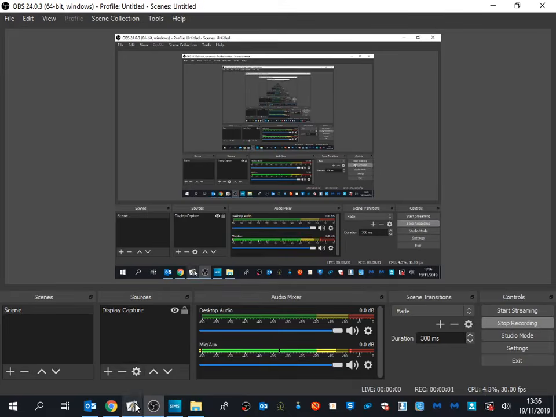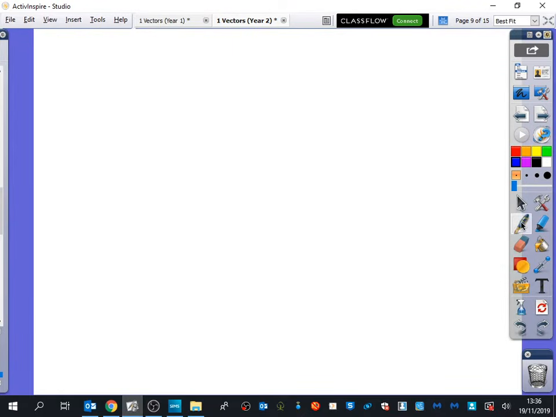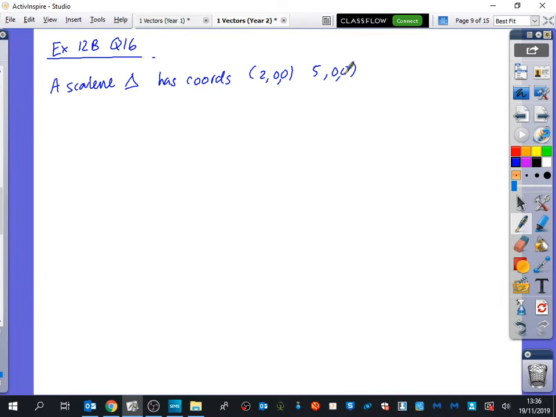Okay, so let's have a look at one of the questions from the homework. This is exercise 12B, question 16, and it says a triangle, in particular a scalene triangle, has coordinates (2, 0, 0), (5, 0, 0), and (4, 2, 3). Work out the area.